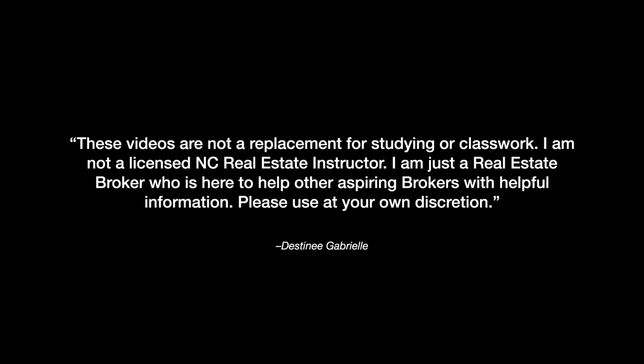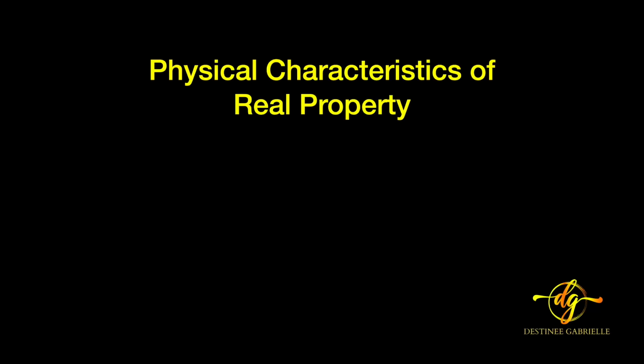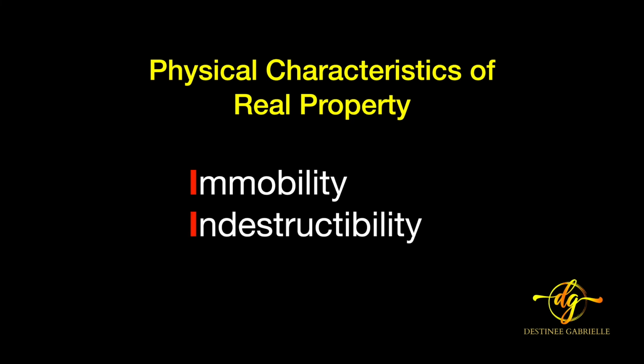All right, with that being said, let's get into the very first topic, which is going to be the real characteristics of real property. So this mnemonic device is IIU. The first I is immobility, meaning you cannot move it. I for indestructibility, you can't destroy it. And U for uniqueness. So there's no two parcels of land that are exactly the same.